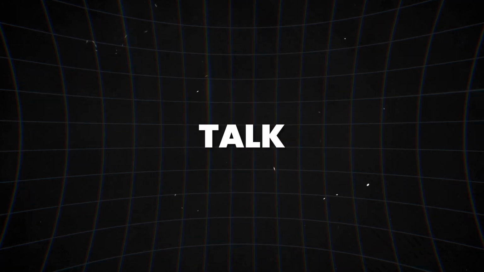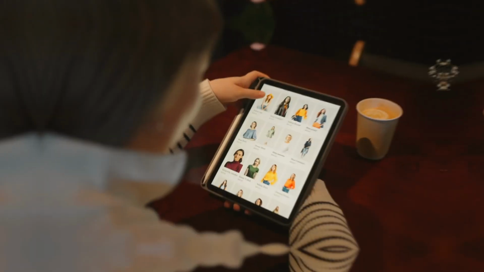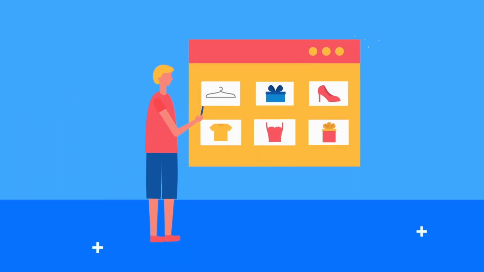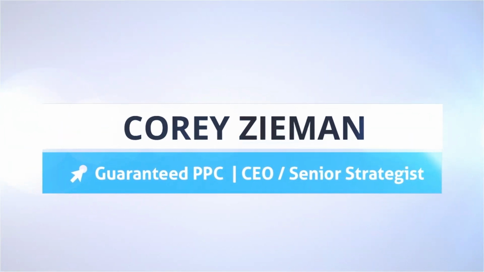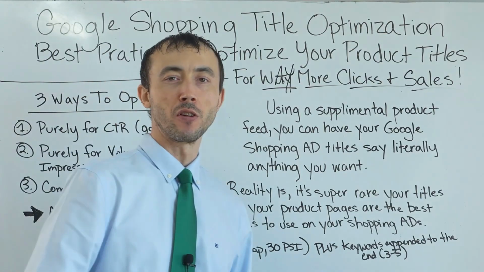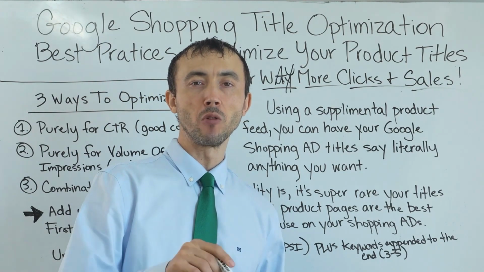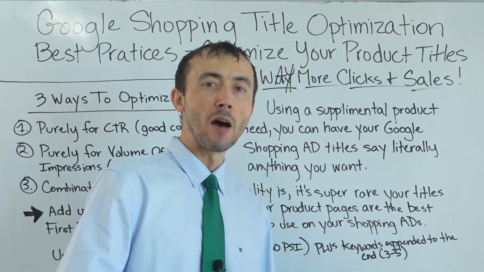Today's video, we're going to talk about Google Shopping title optimization best practices. Optimize your product titles on your shopping campaigns, coming from your product feed from Google Merchant Center, for way more clicks and sales than you're going to be able to get with your shopping campaigns or PMAX, if you're using that campaign type to run a shopping ad placement for your business, than you would get without optimizing your product titles.